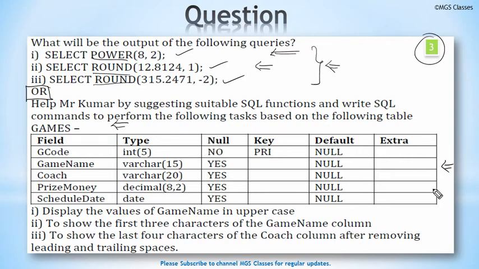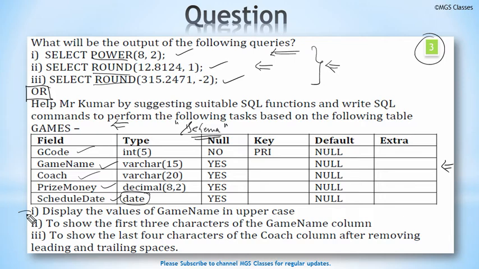So the table is given like this. This is the schema of the table. Remember, this is not the actual table. This is the schema of the table, meaning the structure of the table is given, no data is given to you. So G code, it has one column named G name, game name, another column coach, prize money and schedule date, and their data types are also mentioned. So you need to look at the data types and the column names carefully.